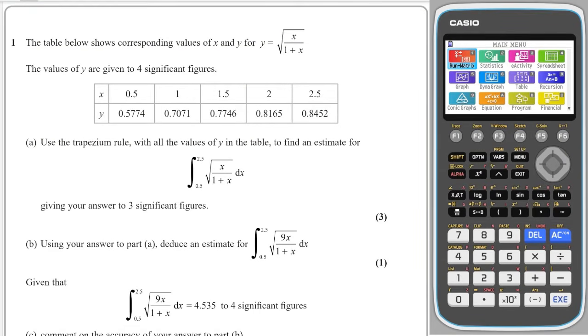Question 1. The table below shows the corresponding values of x and y for y is equal to the square root of x over 1 plus x, with the values given to four significant figures. Use the Trapezium Rule with all the values of y in the table to find an estimate for the integral between 2.5 and 0.5. So we're going to use all those values there.